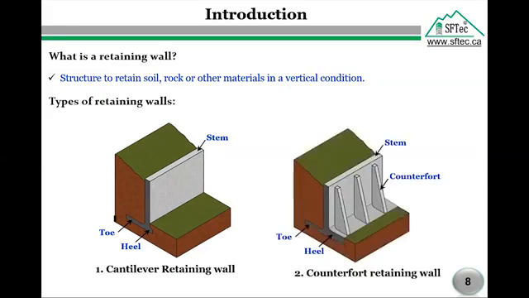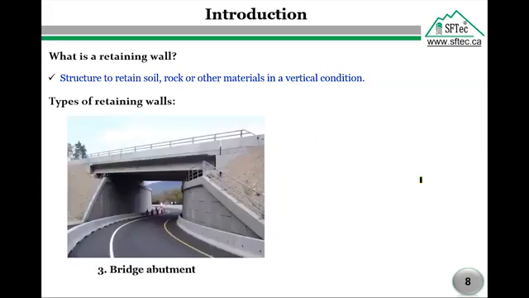Number two, counterfort retaining wall. In this type of retaining wall, the stem and the heel base are tied together by a counterfort at suitable intervals. It is suitable and economical for heights of more than 6 to 8 meters. Number three, bridge abutments. This kind of wall is similar to the cantilever one, but the top of the stem is braced by the deck slab of the bridge.